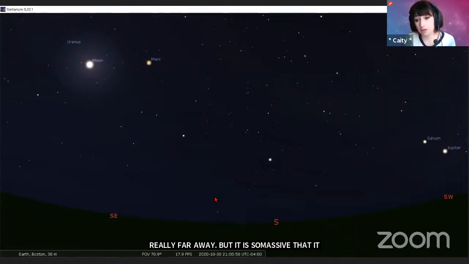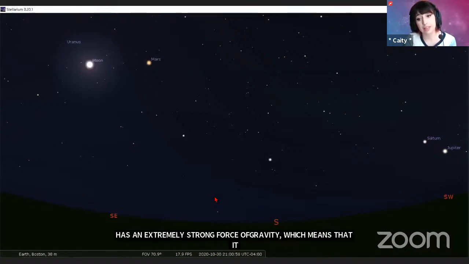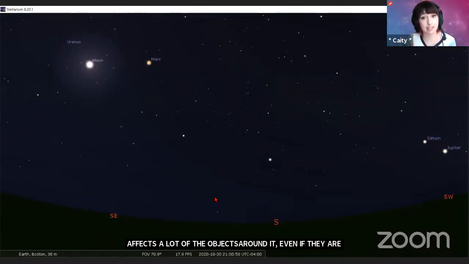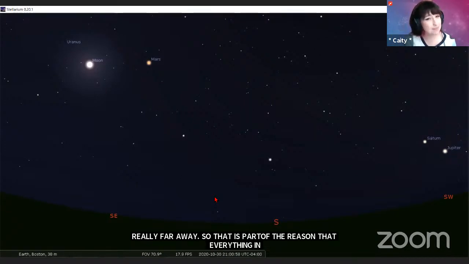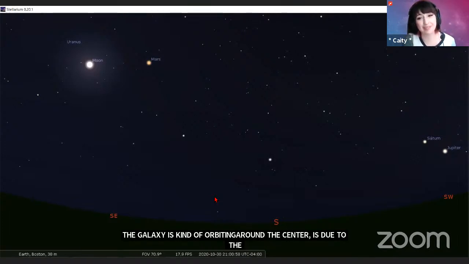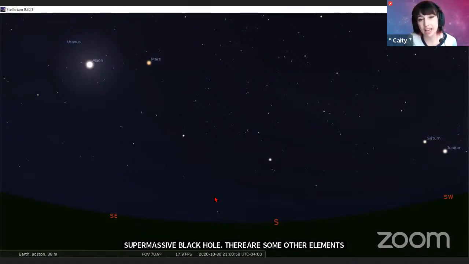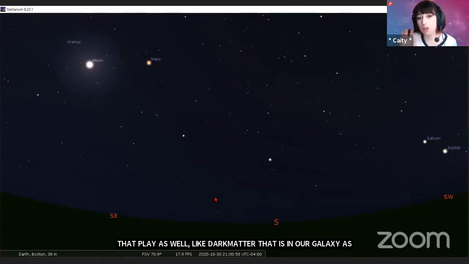So that's part of the reason that everything in the galaxy is kind of orbiting around the center, due to the supermassive black hole. There are some other elements at play as well, like dark matter that is in our galaxy, but essentially, the sun is orbiting the center of the galaxy along with all of the other stars that you can see in the nighttime sky.